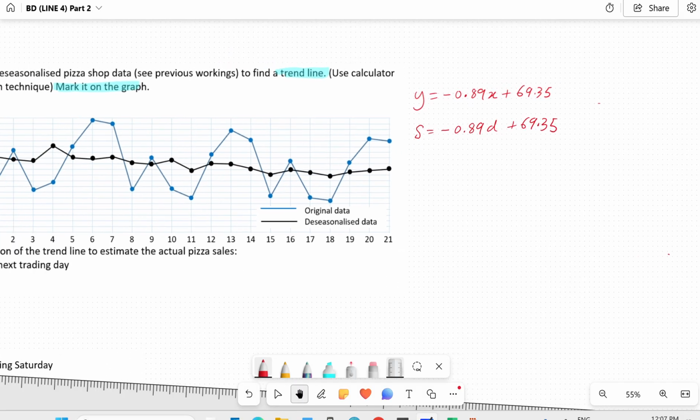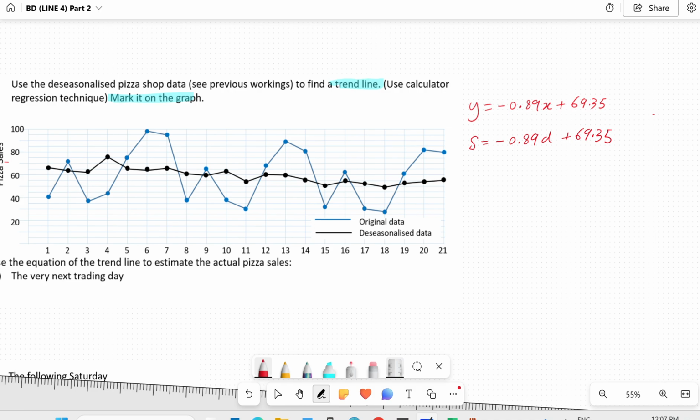Now we're asked to mark this on the graph. What we're going to do is choose 2 x values, and we're going to substitute those into the equation to get the corresponding y values, and we can mark those as coordinate points on the graph. It doesn't matter which 2 x values you choose, as long as they are between 1 and 21. I'm going to go with 5 and 15.